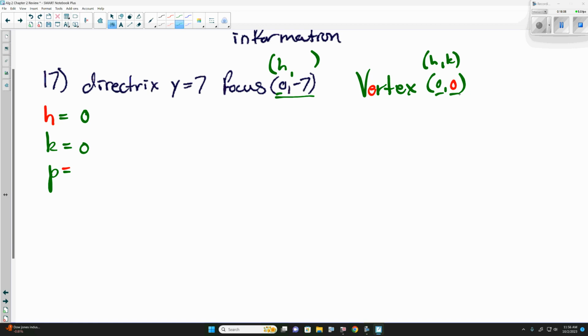The y value is k in the vertex, but it's now negative 7. We added something to it. So we have k plus p. Even though it went from 0 to negative 7, we did add something to it. We just added negative 7. So we get this, which means if we look back at the general form h comma k plus p for the focus, it's still matching up with our y equals 1 over 4p times (x minus h) squared plus k.